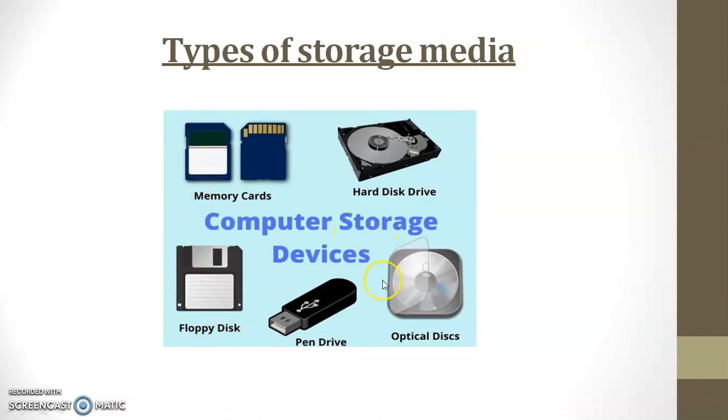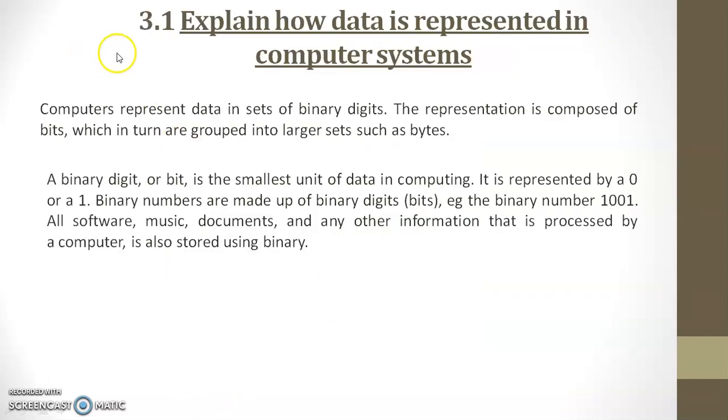Types of storage media diagram. 3.1 Explain how data is represented in a computer system. Computers represent data as sets of binary digits. The representation is composed of bits, which in turn are grouped into larger sets such as bytes.